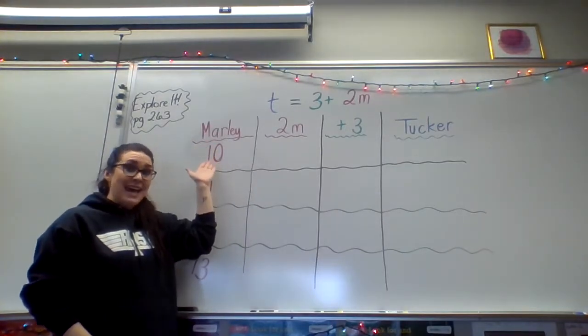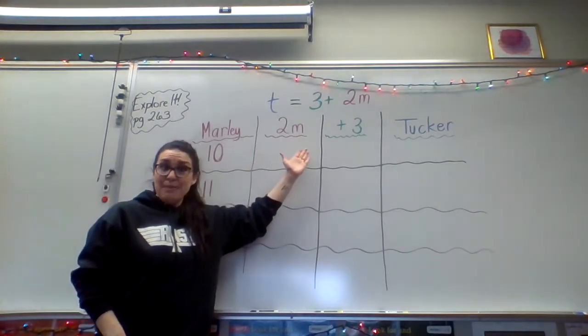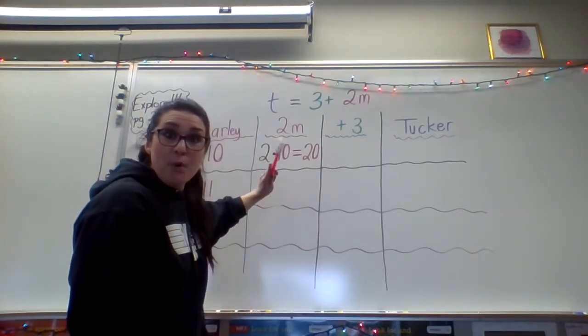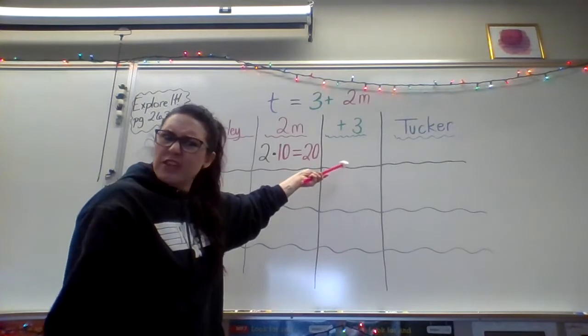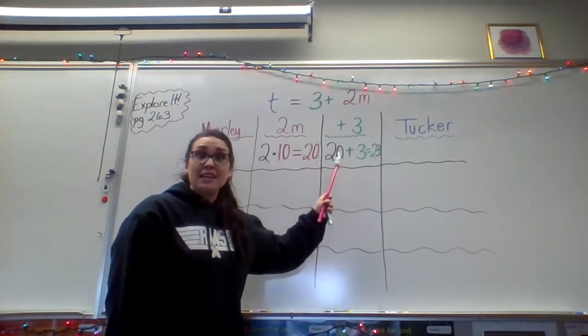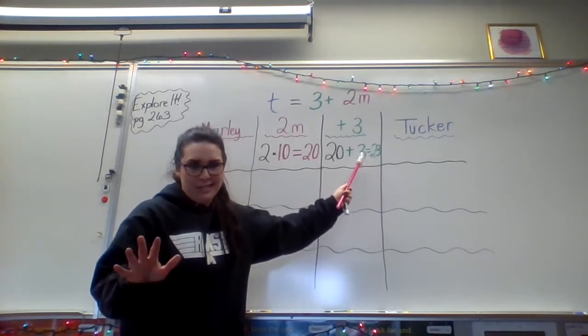So if Marley starts with 10, then what would be twice as many as 10? All right, so if Marley had 10, twice as many as 10, 2 times 10, boom, 20. Now, what's 3 more than 20? So we take 20 because that was twice as many as where Marley started. 20 plus 3, it's 23. I know it's kind of tiny, 23.